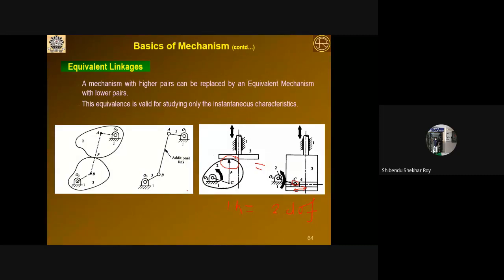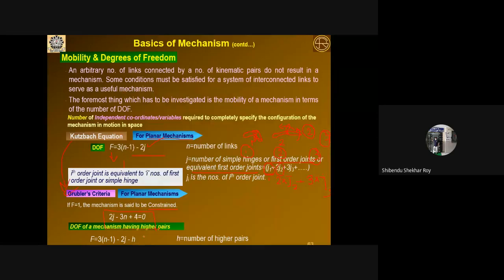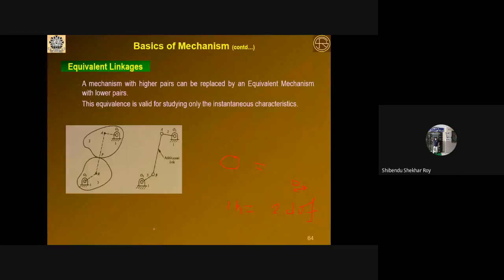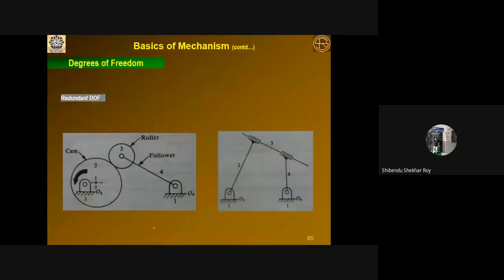And how many constraints? Only one constraint you have made. One higher pair means only one constraint, and that is why in the equation it is 1 multiplied by h. The number of constraints is 1, so 1 multiplied by h equals h only. So this will be the equation, where h is the number of higher pairs in your mechanism.